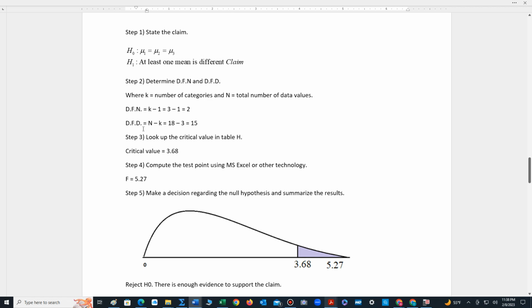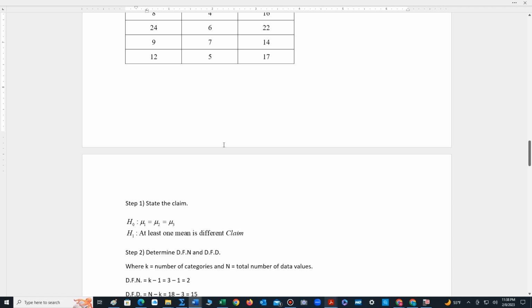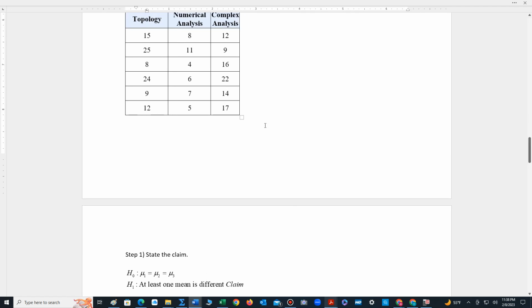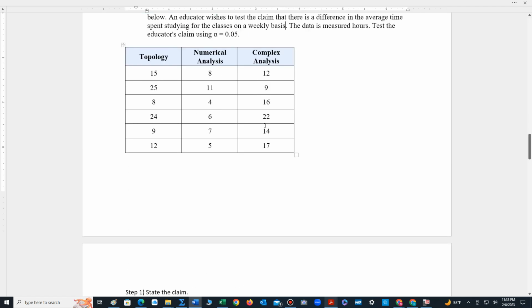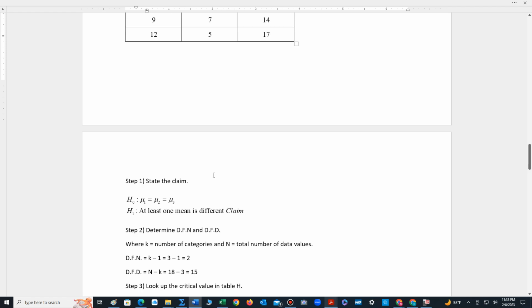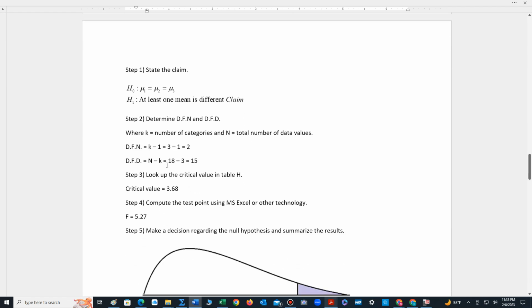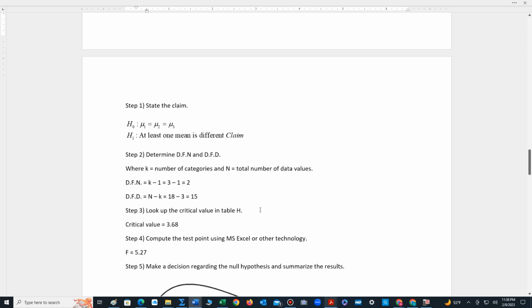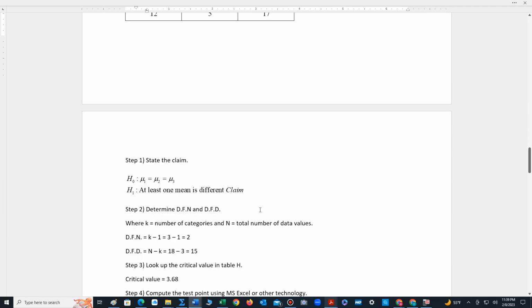Degrees of freedom of the denominator is uppercase N minus K. Uppercase N is the total number of data values. And if we counted them, we have 1, 2, 3, 4, 5, 6. 6 times 3 is 18. So N is 18. So 18 minus K, 3 categories, is 15. So we will use 2 and 15 along with the alpha to look up the critical value. Remember, the alpha is 0.05.